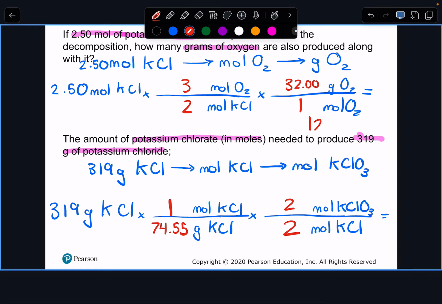So this one is 120 grams of O2. And this one is 4.28 moles of KClO3. Did I get that molar mass of KCl right? 70, okay, yeah, looks good.